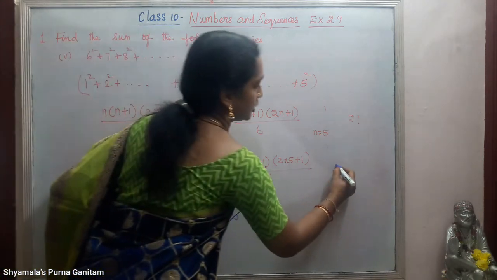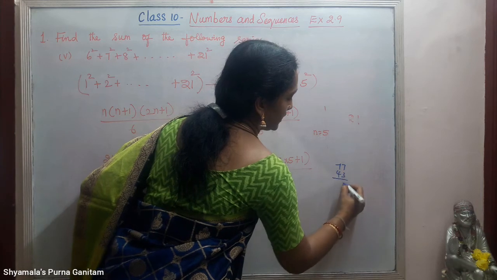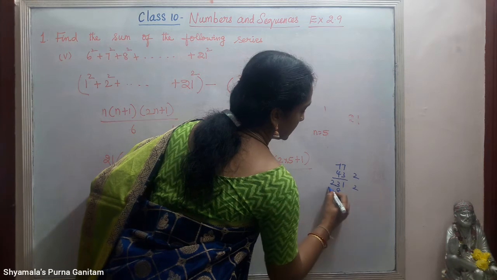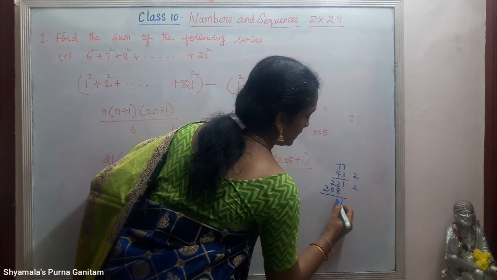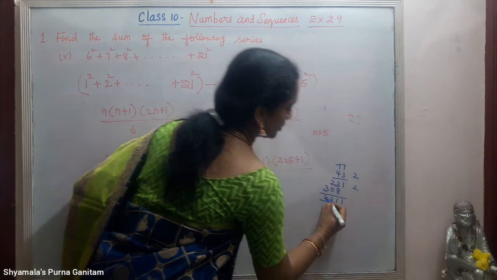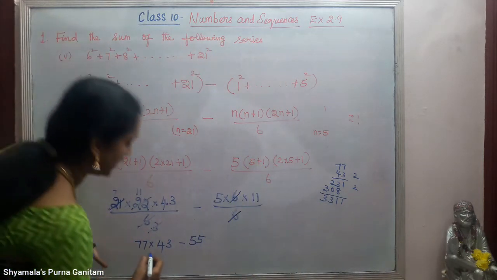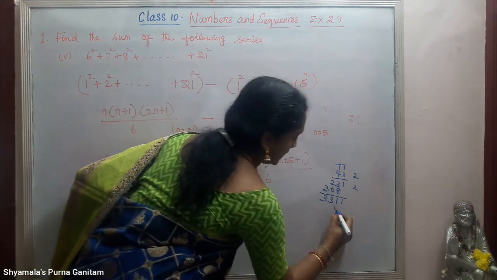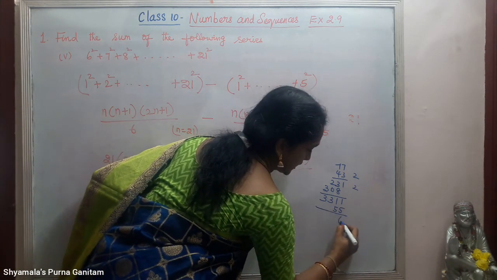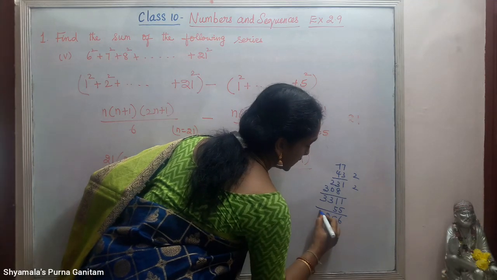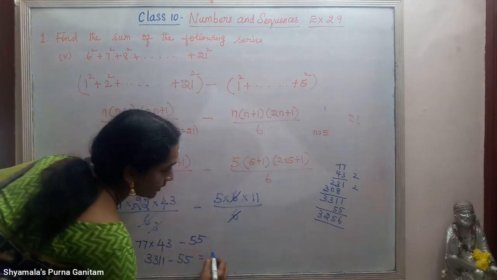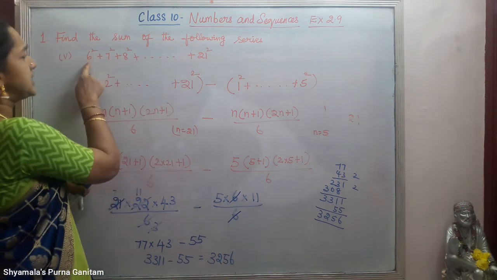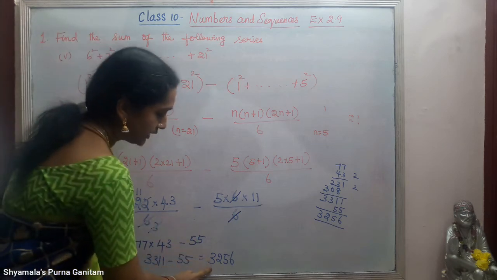Okay, so 77 into 43: 7 3s are 21, 7 4s are 28, and so on, we get 3311. So 3311 minus 55. So we get 3256. So when we find the sum of 6 squared to 21 squared, the value is 3256.